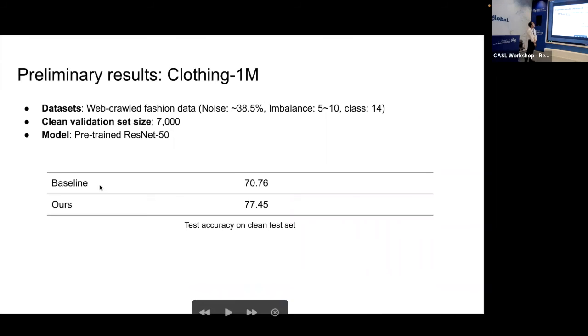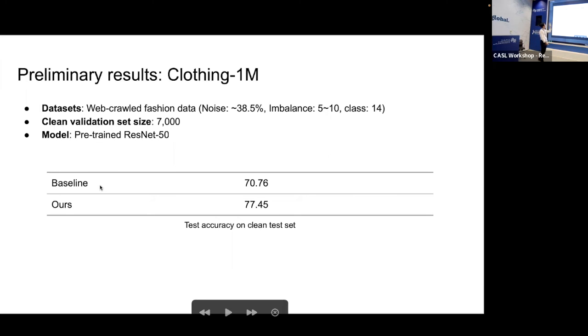We first tried our algorithm on the Clothing1M dataset. This is web crawled data with 1 million data points. The noise ratio is approximated to be about 40%, and the imbalance ratio is about 5 to 10. In addition to this large dirty data, we additionally constructed a small clean validation data set of 7,000 points. Compared to the 1 million data points, 7,000 is even less than 1% of the whole data.